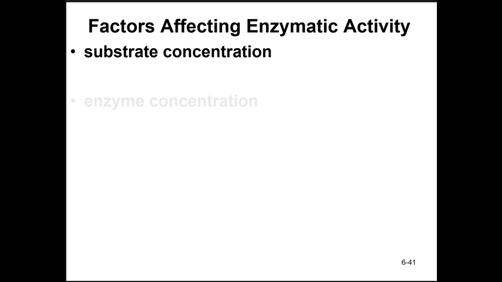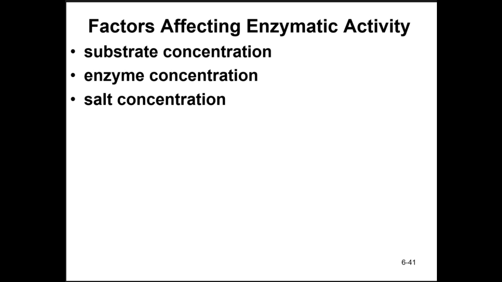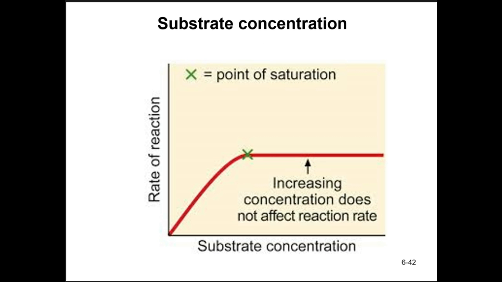Lastly, let's talk about some other factors that affect enzyme activity and the rate at which reactions occur. Substrate concentration, enzyme concentration, salt concentration, temperature, and pH can all affect enzymes and the rate of reactions. Let's take a look at these in more detail. With respect to substrate concentration, the more substrate you add to a reaction, the faster the enzymes will work. Of course, this only goes up to a point. At some point, you will reach saturation, where all of the enzymes are busy, and so the reaction will not increase any faster.